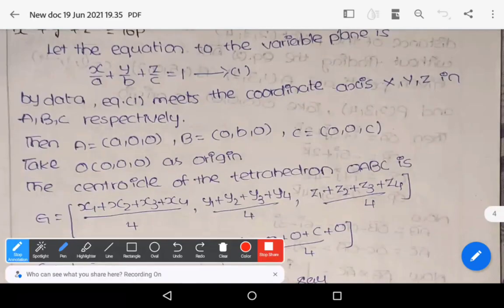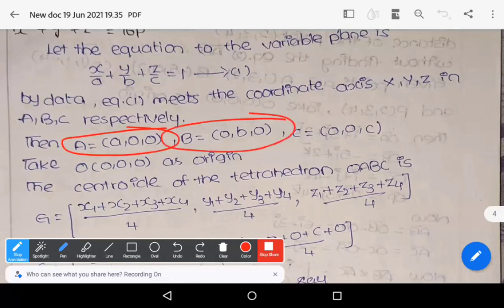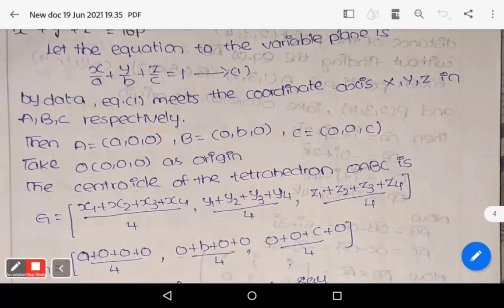Let the equation of the variable plane be x/a + y/b + z/c = 1. By the given data, equation 1 meets the coordinate axes x, y, z at A, B, C respectively. Then A = (a, 0, 0), B = (0, b, 0) and C = (0, 0, c). Now you observe that, take O as the origin.